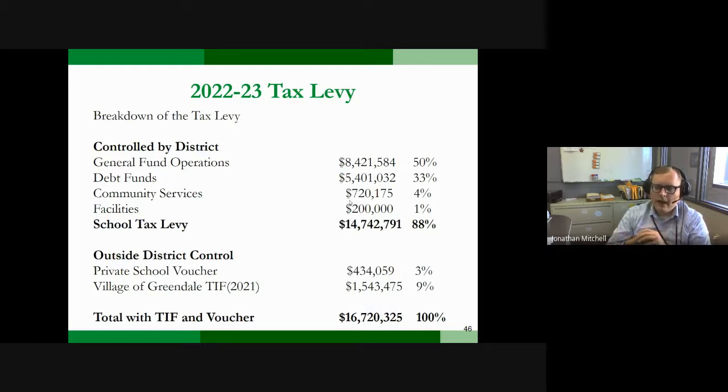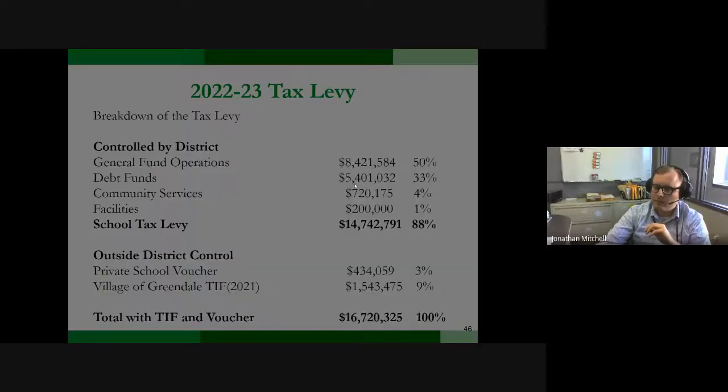And then the other item is the tax incremental financing district for the village of Greendale. So projecting from 2021, we were at 1.5 million. That would be about 9% of that total amount. So if we add in the TIF and voucher amounts, that would get us to 16,720,325. So we want to provide that breakdown because frequently you just see one number on your bill, and to give you an idea of the percentages that these areas make up of that tax bill.